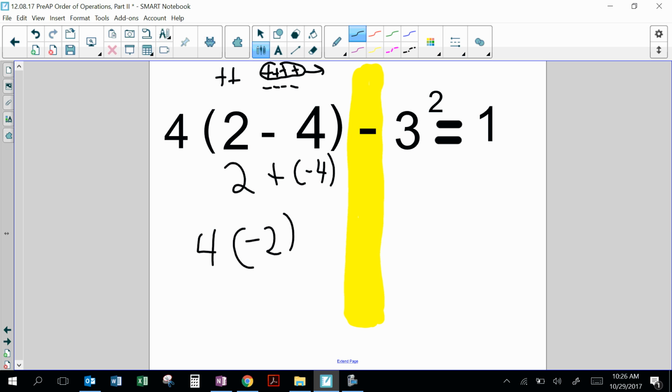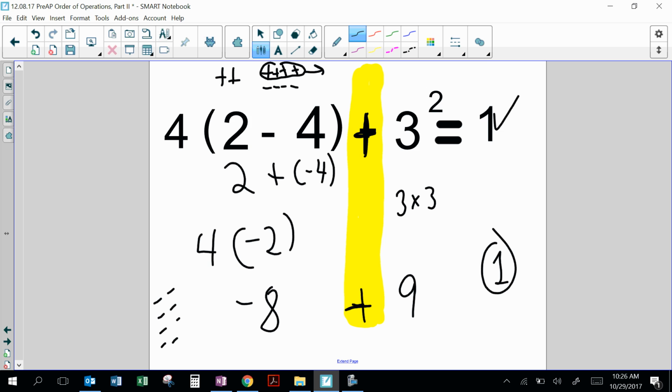So what's 4 groups of negative 2? 4 groups of negative 2 is negative 8. Take away. And what is 3 squared? Exponents. That's 3 times 3. We write the factor of 3 twice, and that's 9. Whoops, this should be a plus sign. I'm sorry, this should be a plus sign right there. So negative 8 plus 9 is 1. So that's why it's true.